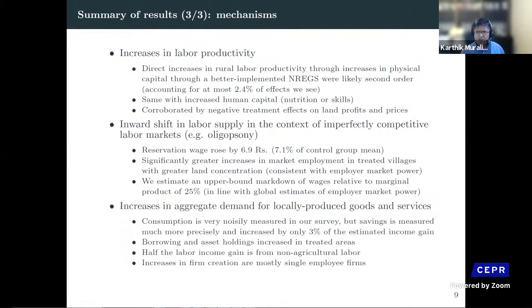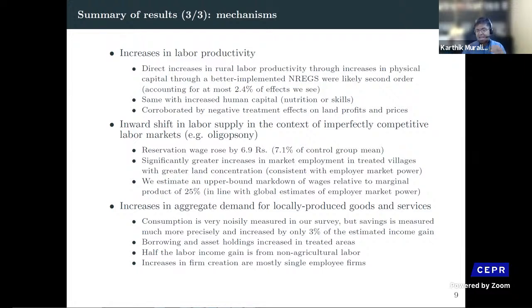And then the last story here is, yes, they got more income, but what did they do with it, right? So what did they do with the income? The paper is not about Engel curves, right? So we're not really prioritizing measuring consumption, but we have very good measures of savings, okay? And what you see is that only 3% of this increased income is saved. And so what that suggests is that the bulk of this extra earnings is going to come back into the economy, either through consumption or through the purchase of assets. Okay, so we see an increase in borrowing and asset holdings.